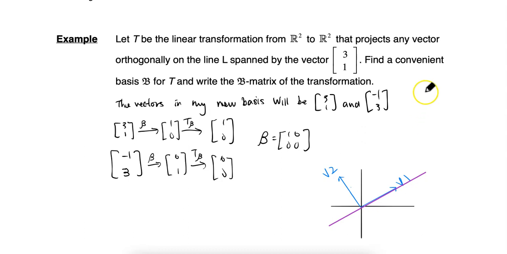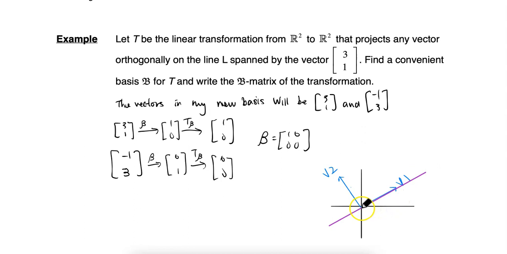So let T be a linear transformation that projects any vector orthogonally on a line spanned by the vector 3, 1. Find a convenient basis B for that transformation and write the B matrix of the transformation. So we have all vectors in the plane and we want to project them on this purple line here. This is something we did in section 2.2, and we were provided a matrix to do that. We're going to see how we can actually do it ourselves, understanding every step of the way.